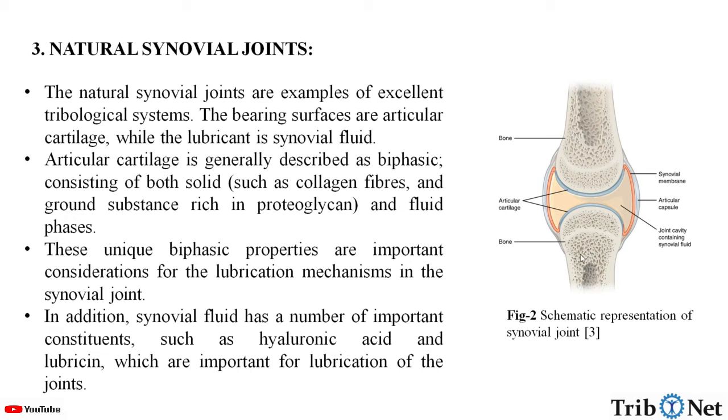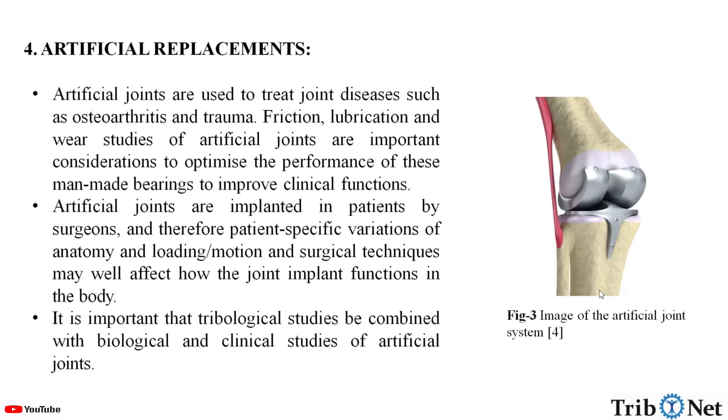Here we can see the schematic representation of the synovial joint, that is, with the bone and the articular cartilage, the synovial membrane in between which there is the synovial fluid with the articular capsule, and the joint cavity containing the synovial fluid. Next, let us understand about artificial replacements.